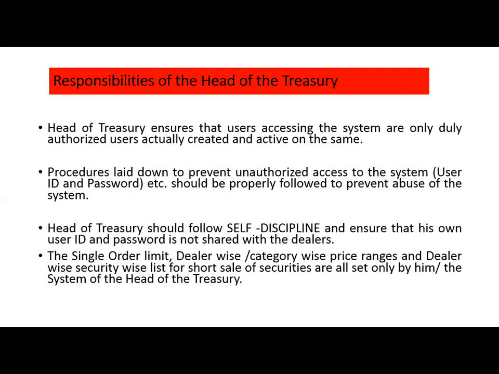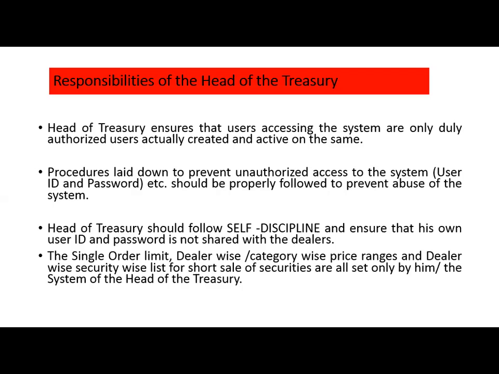So what are the responsibilities of the head of the treasury for the successful operations of the treasury? First of all, the head of the treasury ensures that users accessing the system are only duly authorized users, actually created and active on the system. Mostly front office remains a restricted area, and it is allowed for authorized users only. Procedures laid down to prevent unauthorized access to the system, user ID and password, etc., should be properly followed to prevent abuse of the system, because the systems are sensitive and a lot of confidential information is there. So only authorized persons should be there, and unauthorized persons should be restricted.